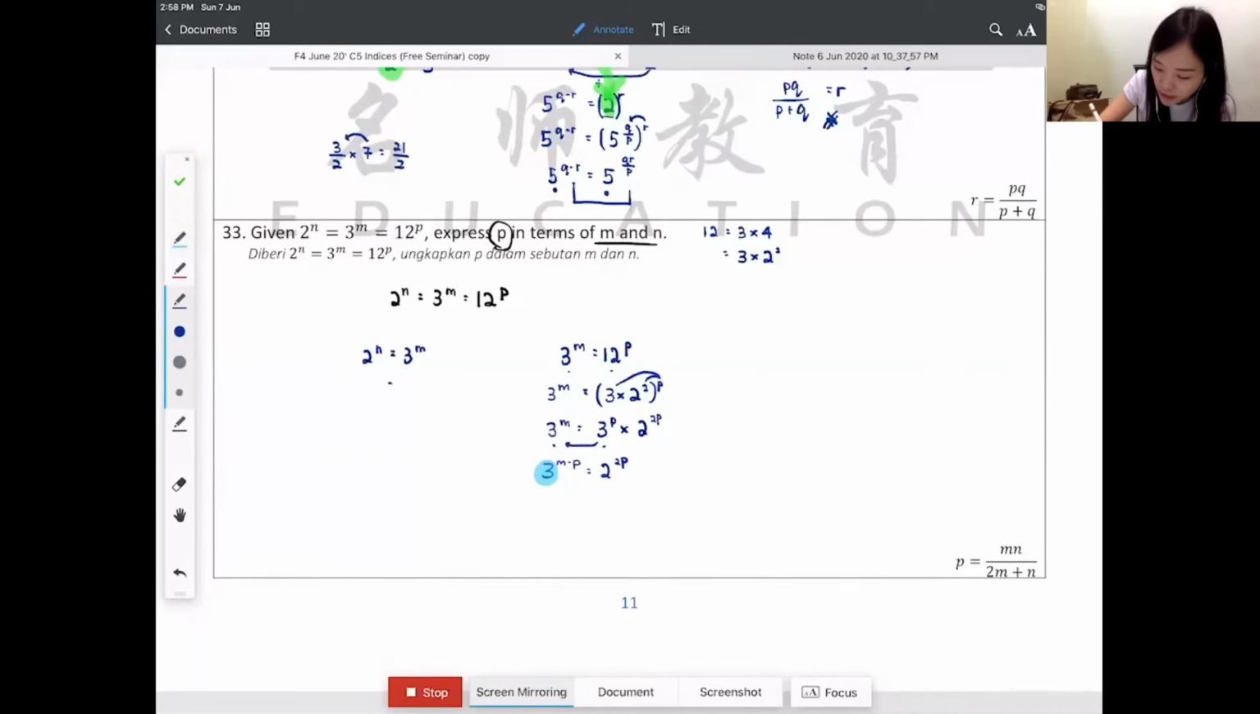How do I make the 3 disappear? Then you must find out single 3 can be what? Don't tell me, teacher, can I sub now? No, because 3 power n and 3 power n minus p is 2 different things. So you should find out single 3 can become what? So I repeat again, square, you move it over, becomes square root.